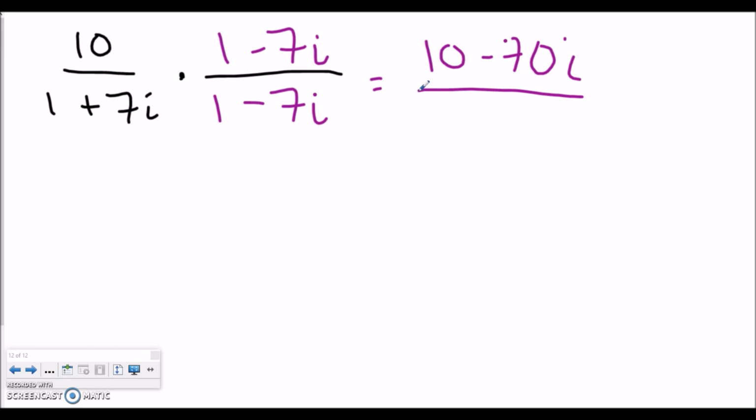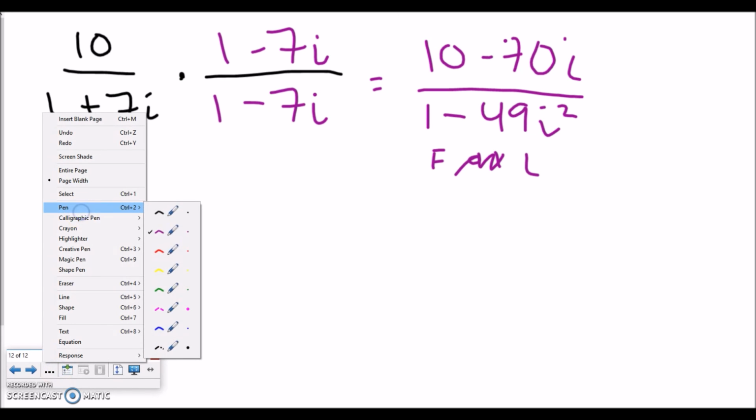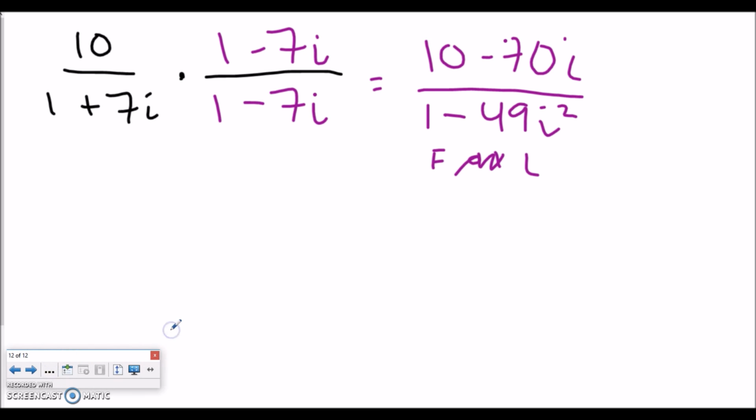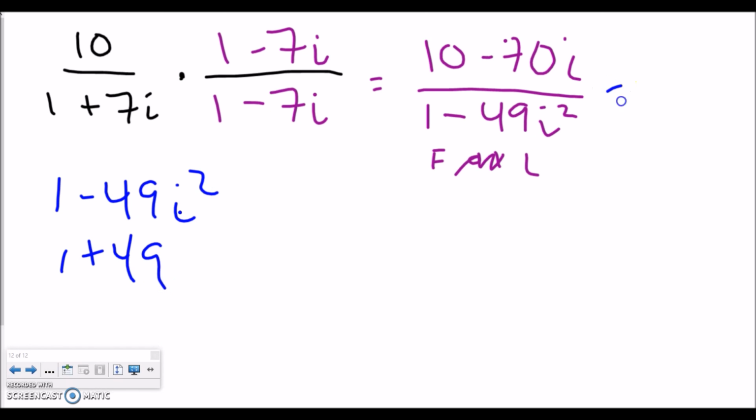On the bottom, again, we don't need the O and the I of FOIL. 1 times 1 is 1. 7i times negative 7i is negative 49i squared. We should have the hang of what happens with the denominator. 1 minus 49i squared is like 1 plus 49, or just 50.